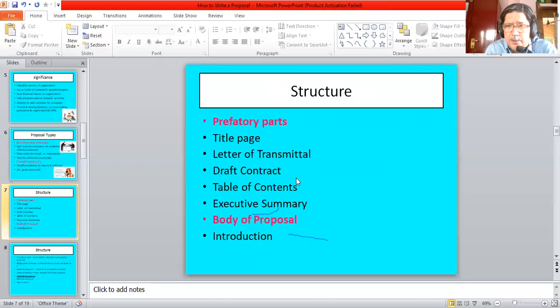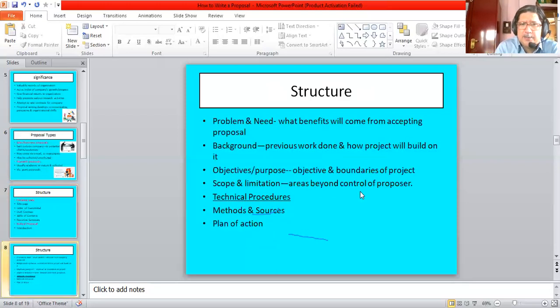The draft contract, we are going to see this very soon with an example of that. The draft contract gives us the details of who will be in charge of this project and other details. And once the proposal is accepted, the draft contract will be signed. Then the table of contents listing the contents of the proposal with the relevant page numbers. Then the summary, and then we start the main body of the proposal where we have the introduction covering the problem and need, or what benefits will come from accepting the proposal.